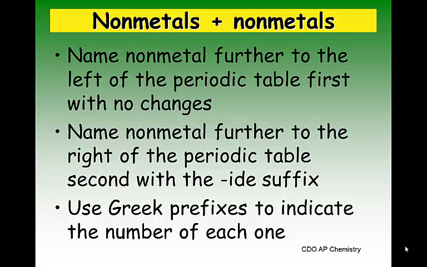And then you name the nonmetal that's furthest to the right on the periodic table, which will be the second nonmetal. For this, you need to add the suffix ide. So oxygen, again, would be oxide. Now, if there is more than one of the first element, you need to indicate it. But in the case of the second element, you need to indicate how many you have no matter what. And to do this, you're going to be using Greek prefixes.